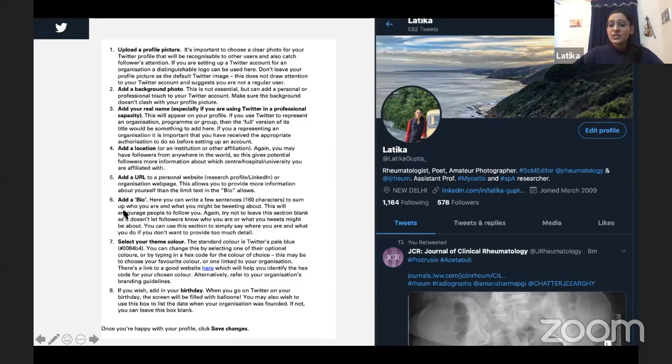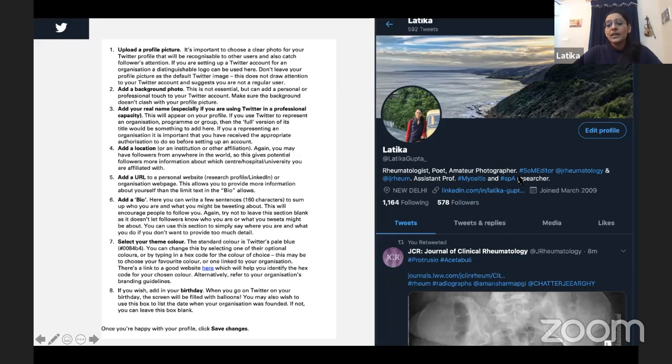Then add a bio. This is the most important part. You need to tell people what you are. For example, you're a rheumatologist, and maybe one of the rheumatologists wants to find you. So you can add a hashtag before that. Twitter has this inbuilt thing. If you have a term anywhere in your profile, you'll see that people even don't add a hashtag.